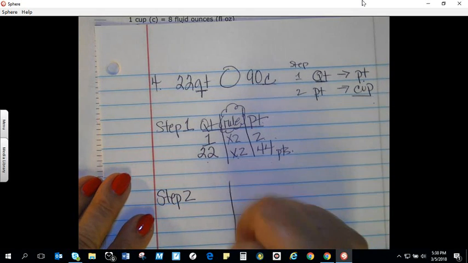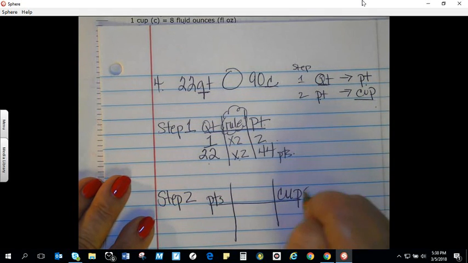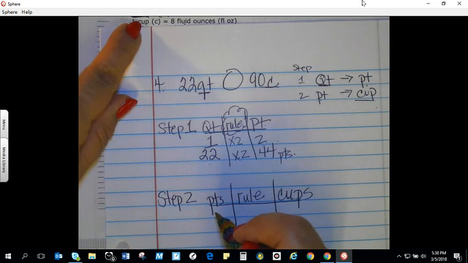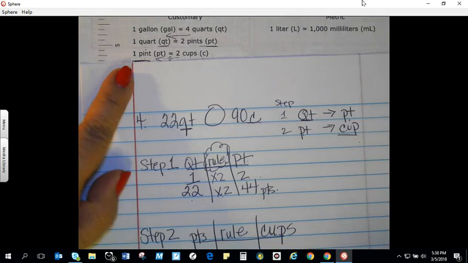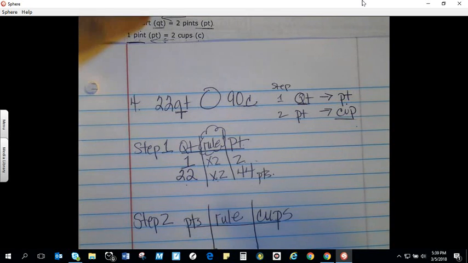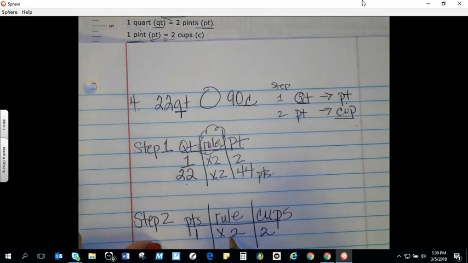Step 2, again, I'm going from pints now to cups. And this is going to be my rule. So I look at mine. If you can see this, for every 1 pint is equal to 2 cups. So for every 1 pint, it's equal to 2 cups. So to get from 1 to 2, I needed to multiply that by 2. It's 1 times 2 equals 2.